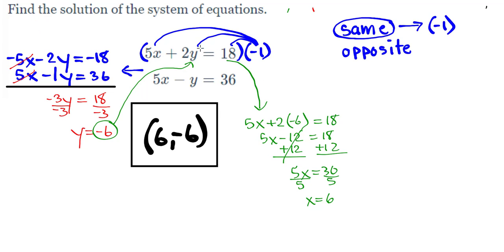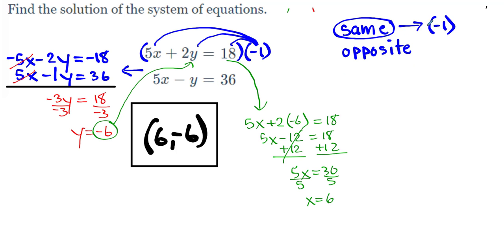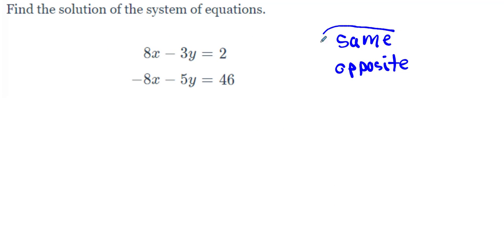A quick reminder: I noticed that 5x and 5x is the same, so I multiplied one of the equations by a -1 to get the opposite. Now let's go to our next example. Again, the hints for today's lesson are that we're either going to get the same or we're going to have opposite. If something is the same, we're going to multiply it by -1. If it's the opposite, we're going to leave it alone.